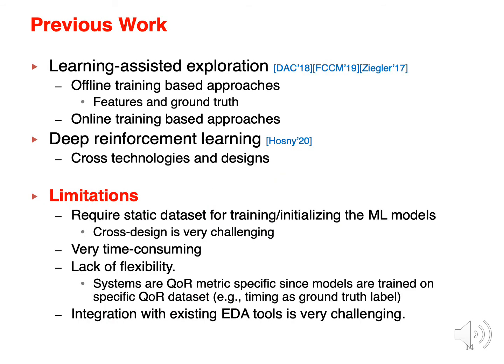So let's summarize the limitations of previous work, and they are basically the motivations of this work. Offline training requires a lot of static datasets, which is very challenging and time-consuming to collect, which makes it not practical for large designs. A common limitation of ML-based approaches is that they are limited to their training dataset. For example, if you have a model trained on a dataset with timing as labels, the model cannot be used to predict area anymore unless you retrain it with a dataset with area as labels. So you have to basically retrain the entire system.